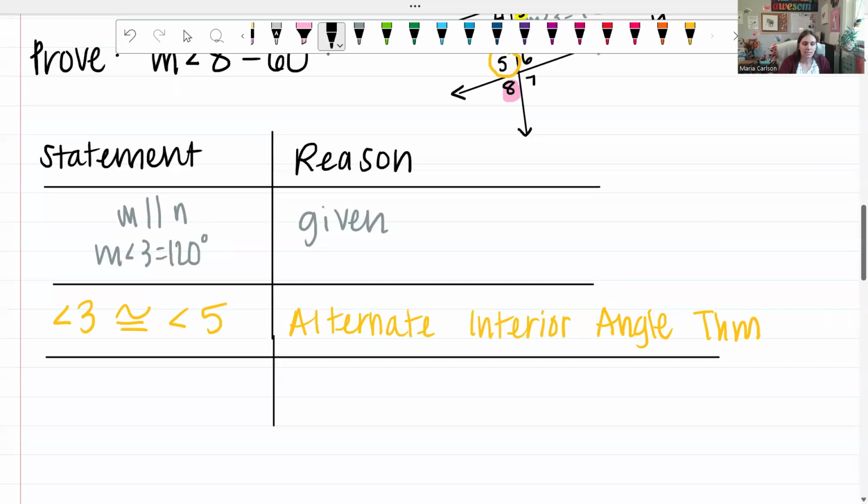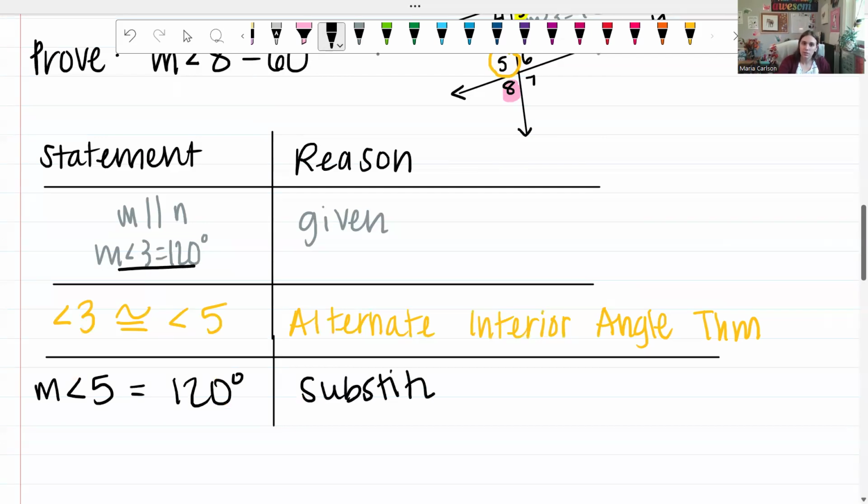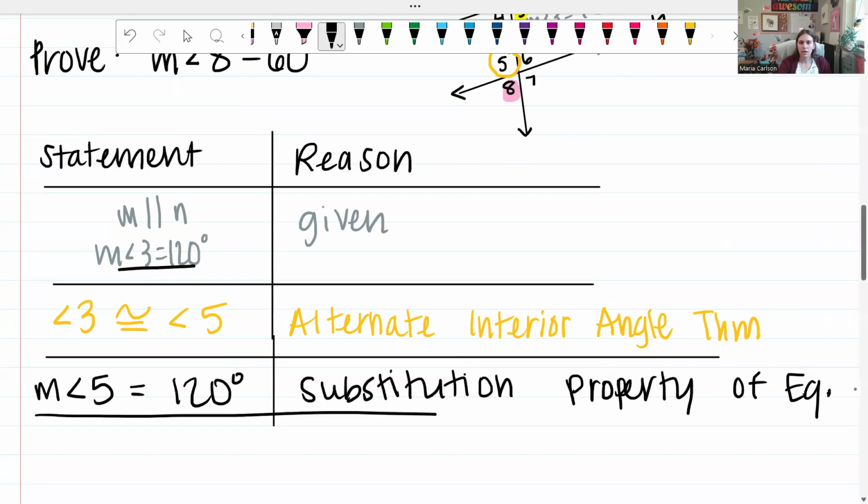Well, now I can say that the measure of angle 5 has to be 120 degrees. We know the measure of angle 3 is 120. So by the substitution property of equality, angle 5 also is 120 degrees. So I can continue on.